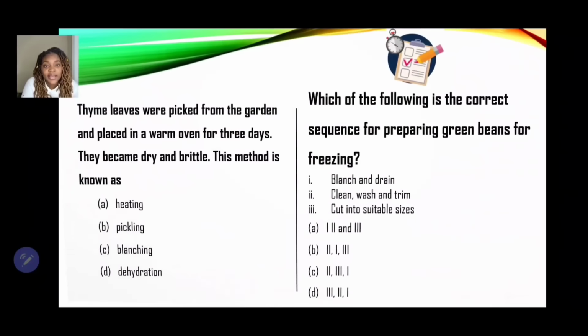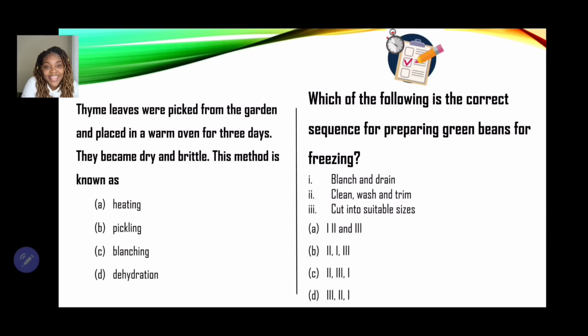All right. Thyme leaves were picked from the garden and placed in a warm oven for 3 days. They became dry and brittle. This method is known as, so we're speaking of preservation here, guys. So let us look at what happened. The thyme leaves were placed in the oven, and as a result, they became dry and brittle. Therefore, moisture was removed. Now, let us look at the options.